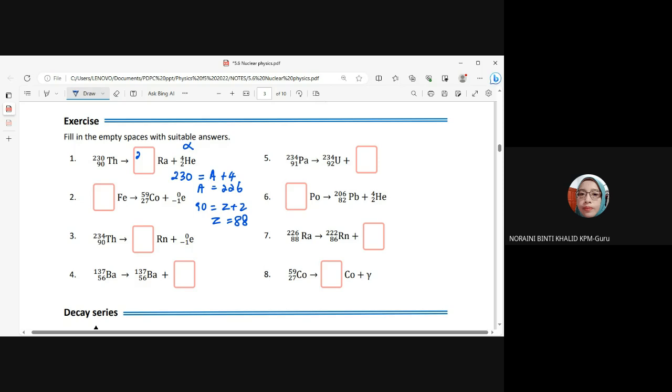Kejap loading. Okay, you all can try yang 8 soalan tu. Saya bagi masa 5 minit cepat.